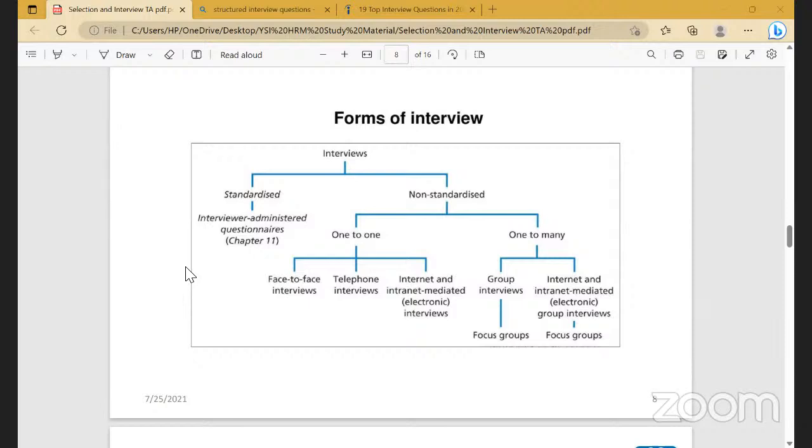Using Zoom, Meet, all these different kinds of video conferencing tools for taking interviews. It became very very popular during the time of COVID and post COVID.